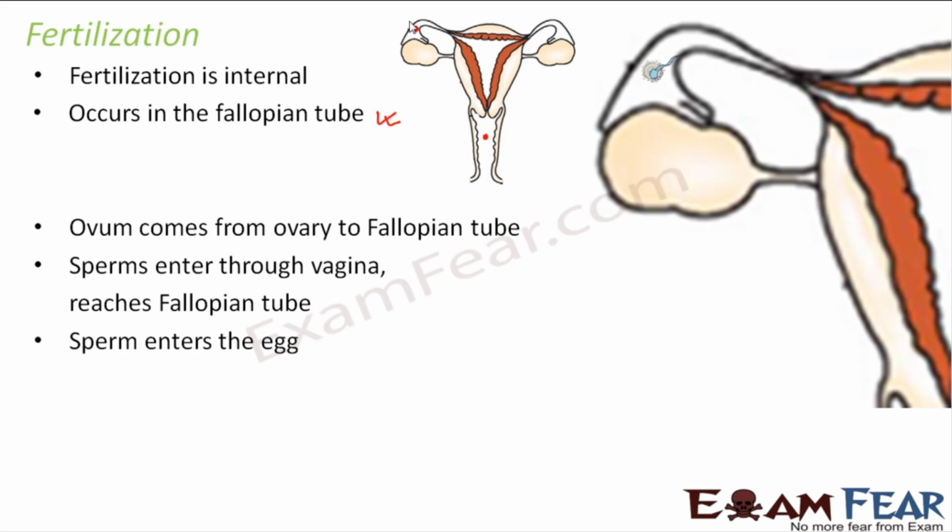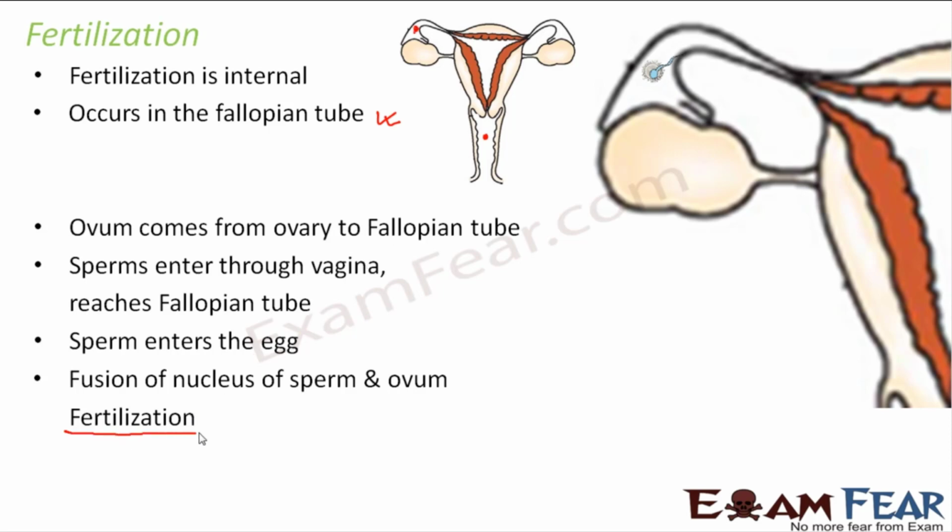Now the moment the sperm enters the egg, the fusion of the nucleus of the sperm and the ovum takes place. So the sperm contains a nucleus, the ovum also contains the nucleus. So as soon as the sperm enters inside the ovum, both the nucleus of the sperm and the ovum fuse together, they combine together. So this fusion is known as fertilization. So the fusion of the nucleus of sperm and ovum is termed as fertilization. And this fertilization results in the formation of a new organism. So now we will see what is the result of this fertilization.